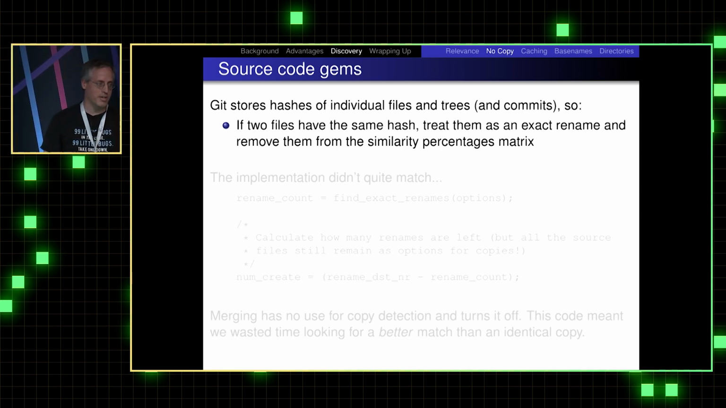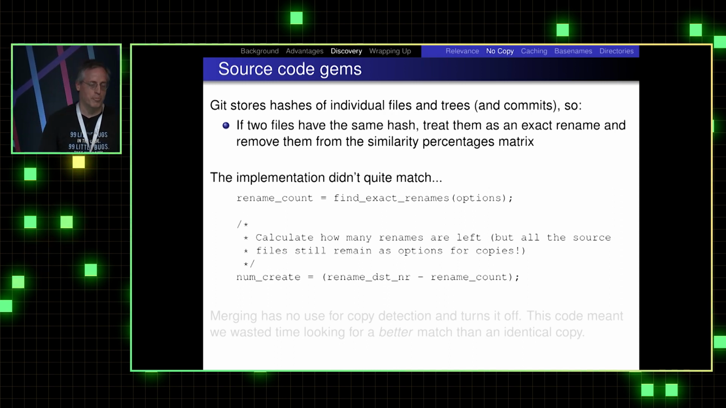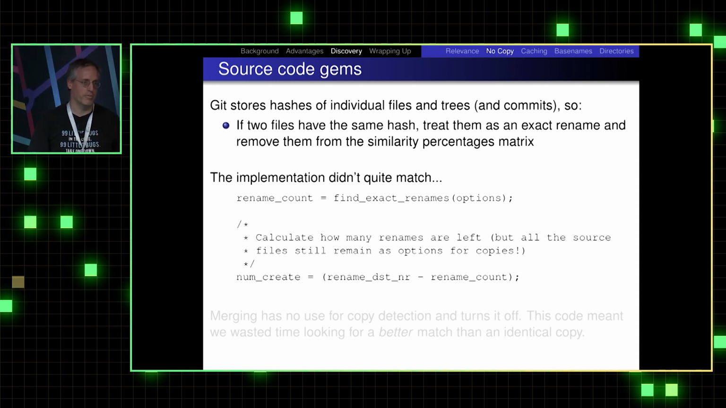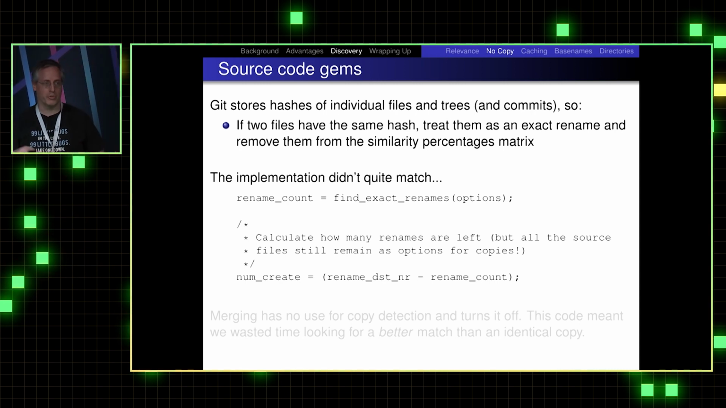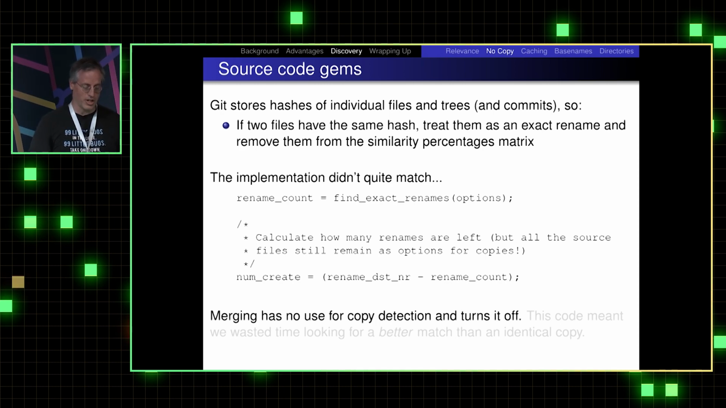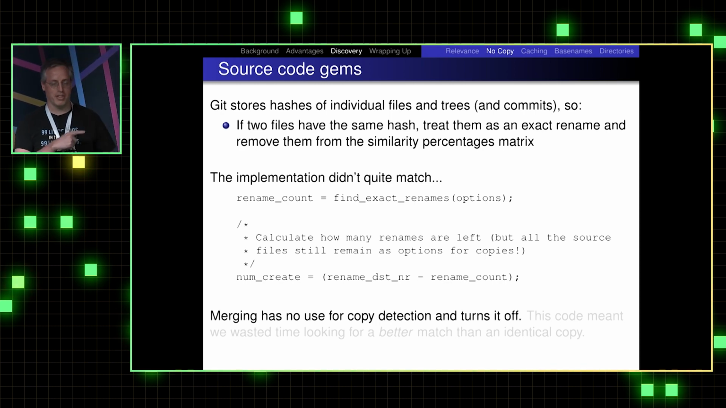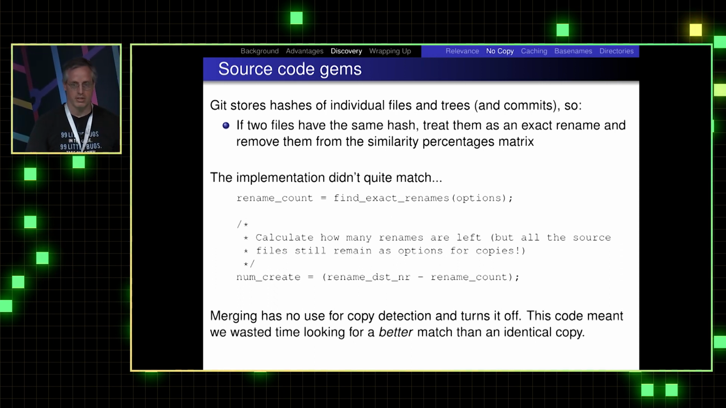It's a really simple idea, but the implementation didn't actually do that. It would go and find the exact renames and then only remove the destination file. So basically, it would reduce the number of columns, but not the number of rows. And the reason for that was the code that did rename detection was also responsible for copy detection, and it wasn't fully aware, there was a missing place in one location of where it was knowing whether it was trying to do both or only trying to do one. Merging doesn't have any use for copy detection and turns it off, and that basically meant that what the code was doing was wasting time looking for a better than an identical copy, which it wasn't going to find.